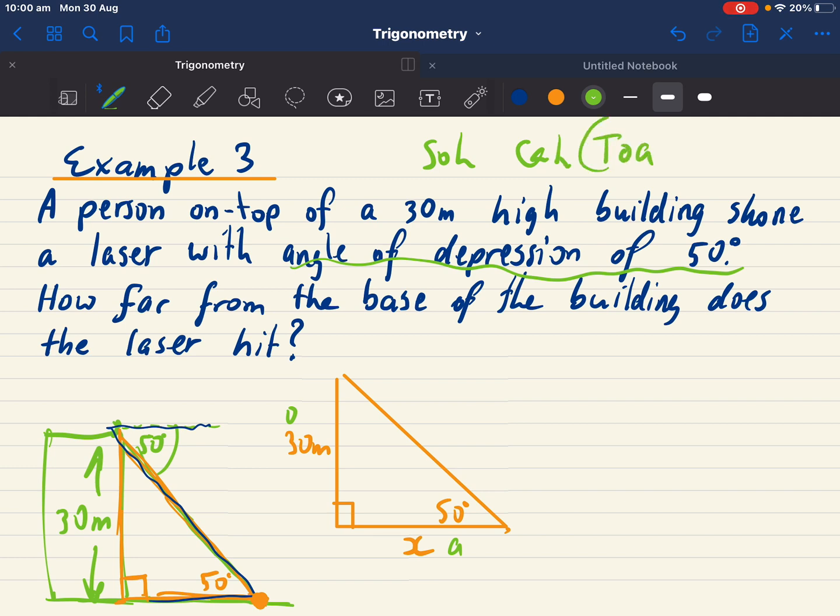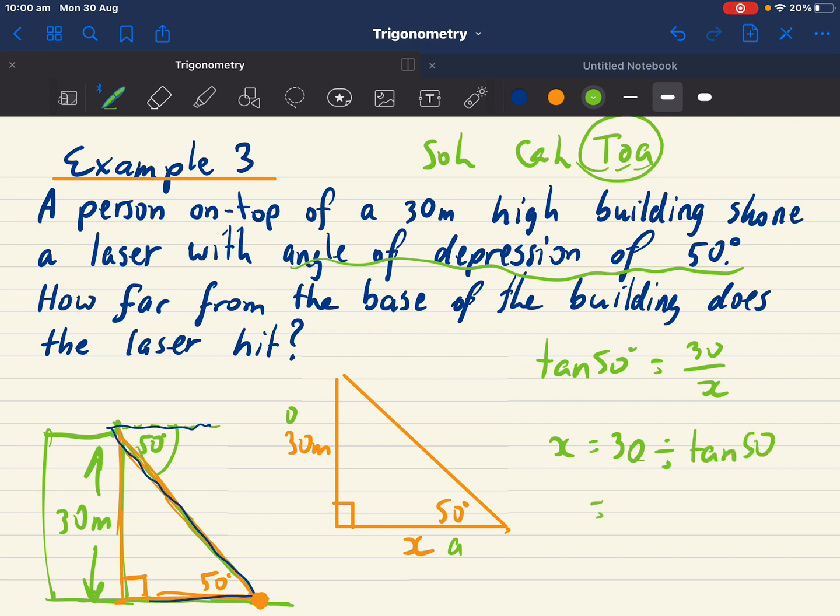O and A belongs to tan. This is going to be a tan question. So tan 50 degrees. Tan is equal to opposite over adjacent, 30 over x. X is on the bottom. Bottom means divide. Always put the side length first, so it's 30 divided by tan 50.